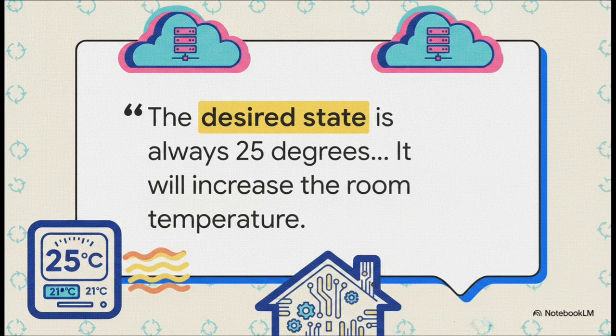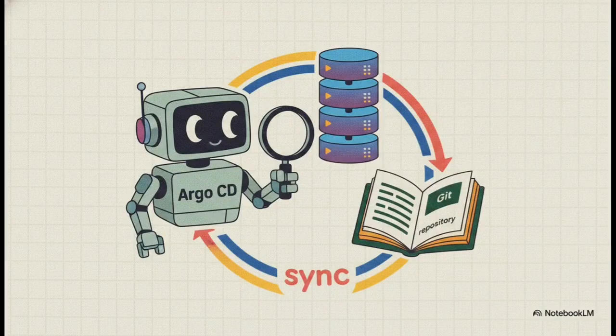You don't tell the heater exactly how hard to work or when to spin its fan. You just declare a desired state, let's say 25 degrees. If the room is currently 21 degrees, the thermostat detects that discrepancy and kicks on the heat until reality perfectly matches what you asked for. ArgoCD does exactly that, but for your infrastructure. It's a controller living right inside your cluster, constantly monitoring your running applications. It looks at their live state, looks back at the declarative YAML files sitting in your Git repository, and continuously asks, does reality match the blueprint?